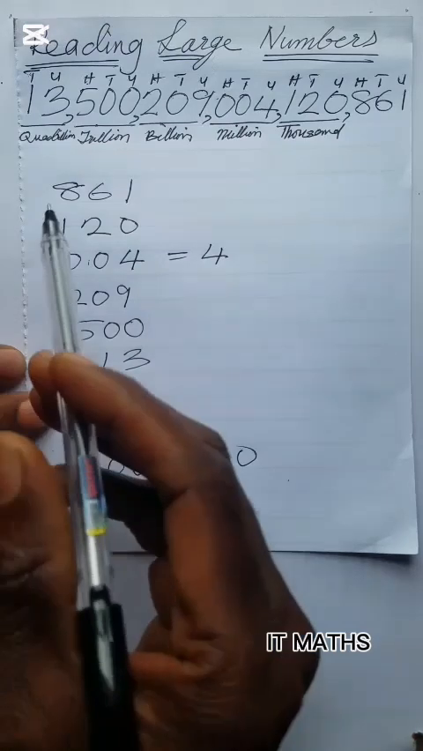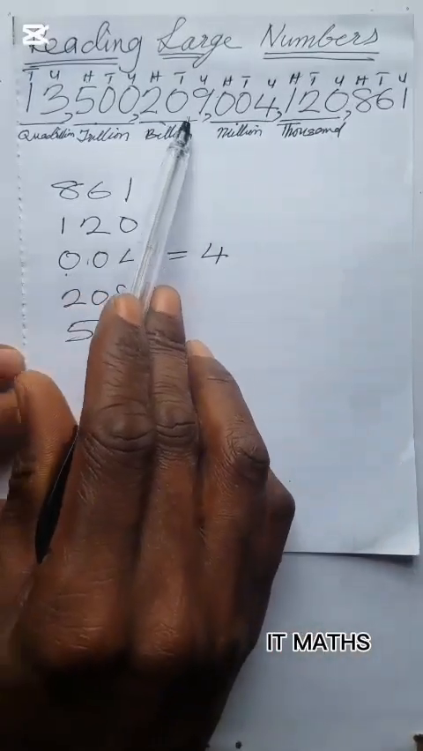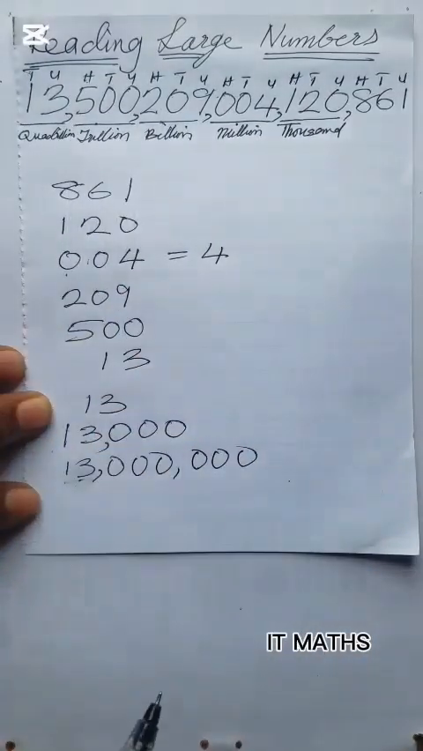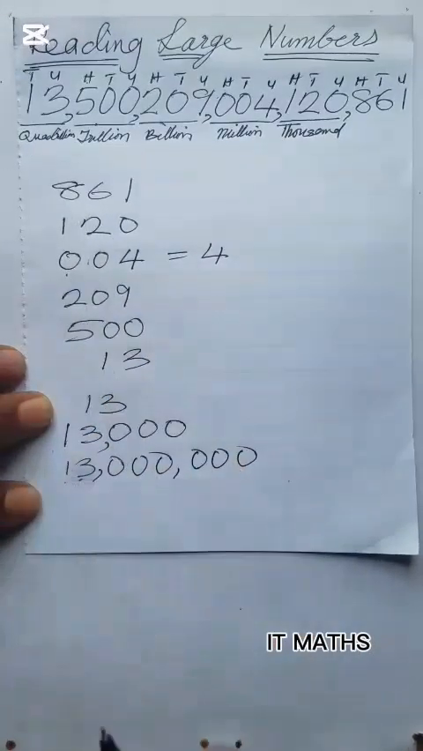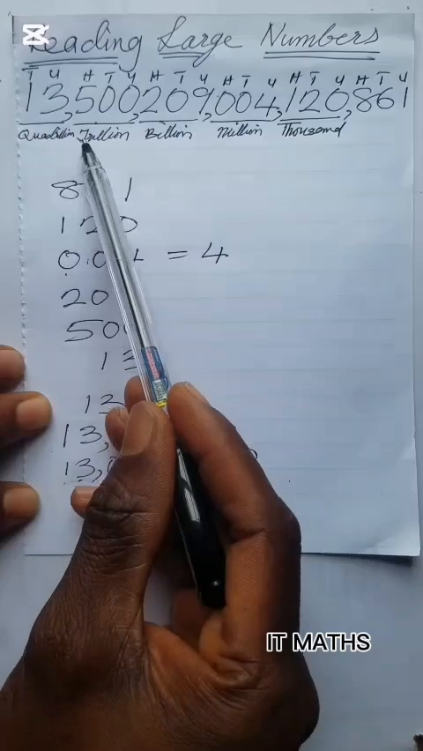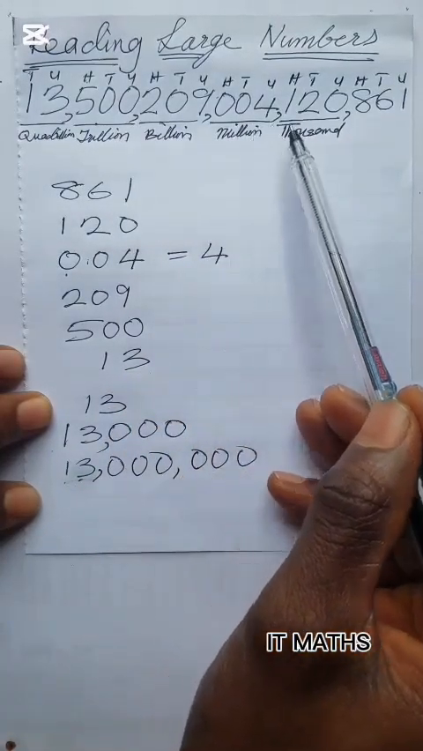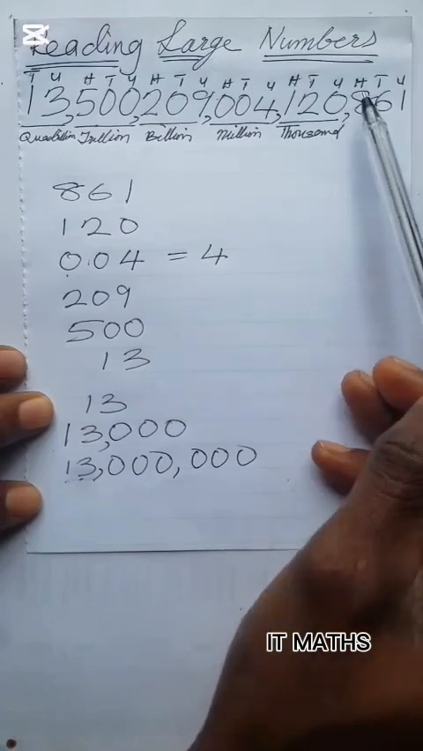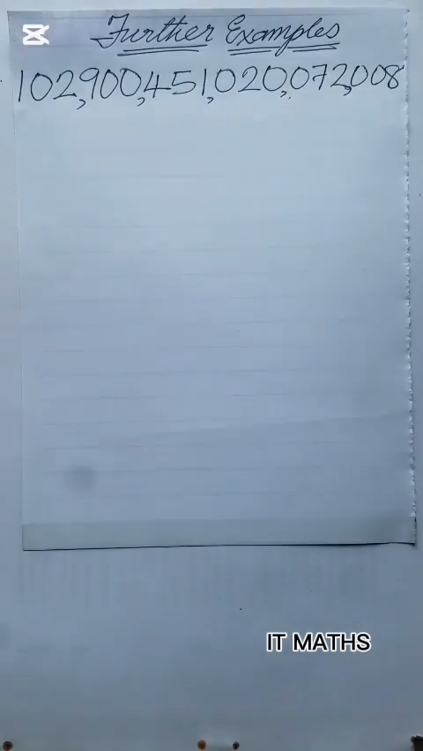So we've read this number as 861, 120, 4, 209, 513. We are now going to put them all together, with each of them answering to its family name. So this number will be read as 13 quadrillion 500 trillion 209 billion 4,120,861. That's simple. Okay, so let's look at further examples.